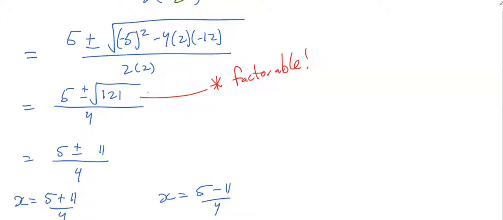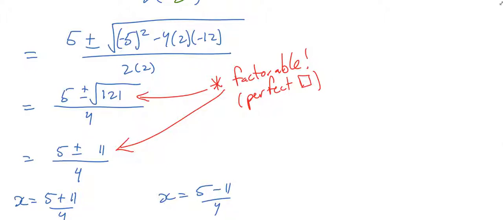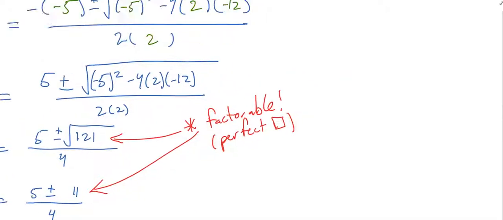It's this and this. That was a perfect square. Means when I took the square root, I got a whole number, 11. The other ones were decimals when you took the square root. That means it's factorable. Okay? And so I'm going to go back and factor it.